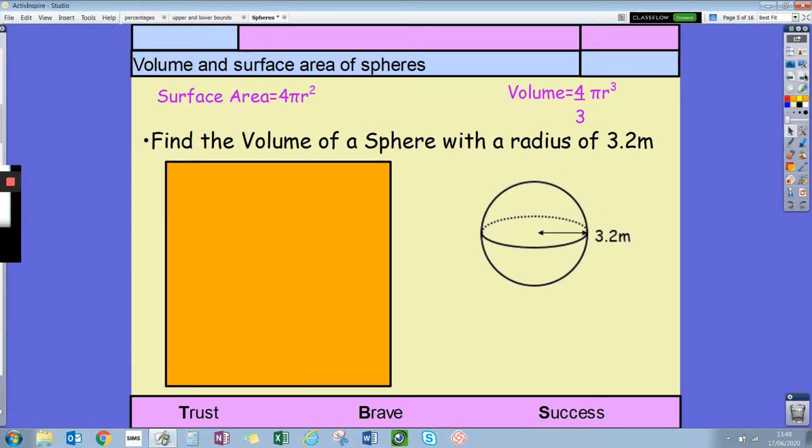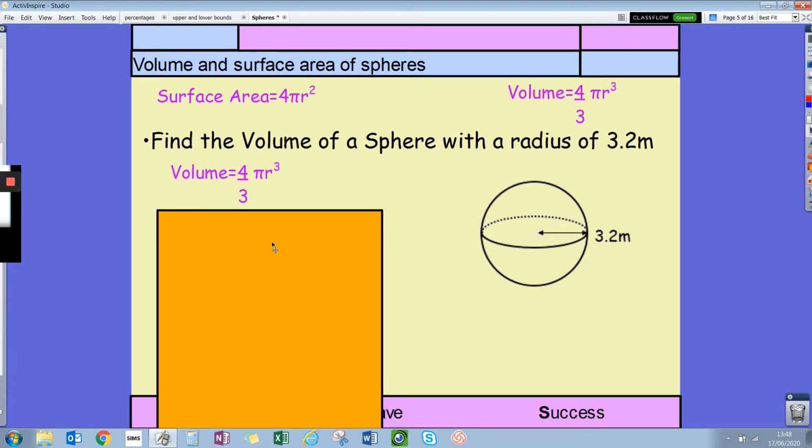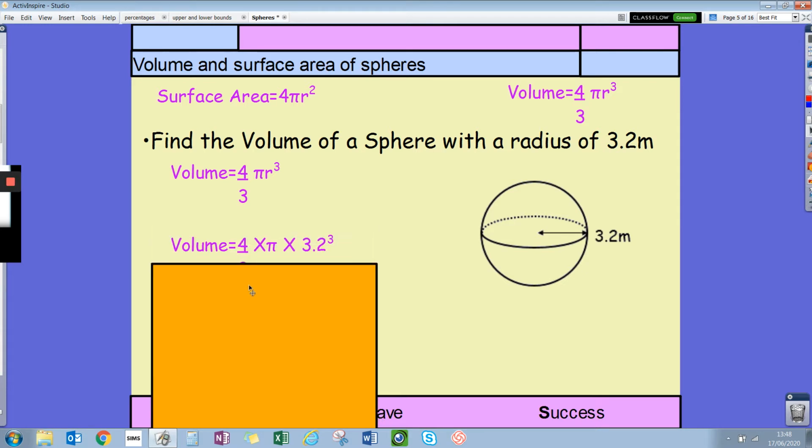In this first example, we're asked to find the volume of a sphere with a radius of 3.2 metres. So the volume formula is 4/3 pi r cubed. That's the formula I'm going to use. Now I'm going to substitute in my radius of 3.2. So 4/3 times pi times 3.2 cubed. Pop that in my calculator exactly as it is, and that'll give me the volume of that sphere.